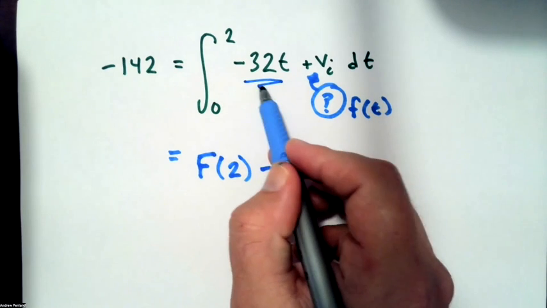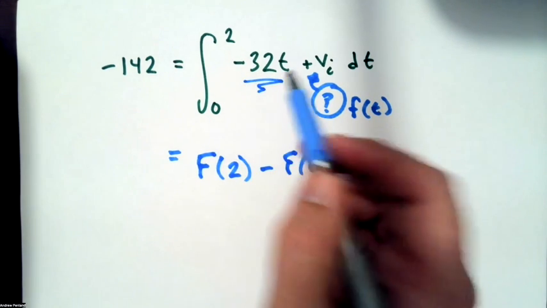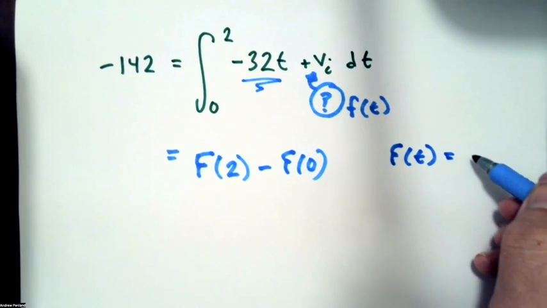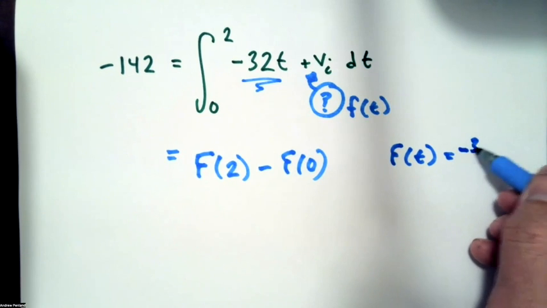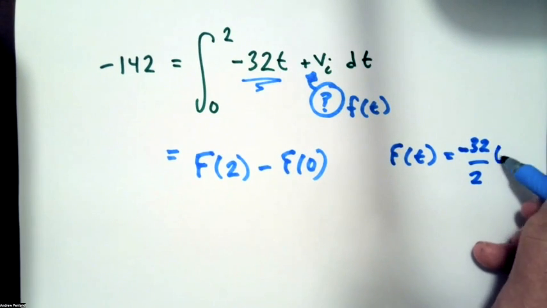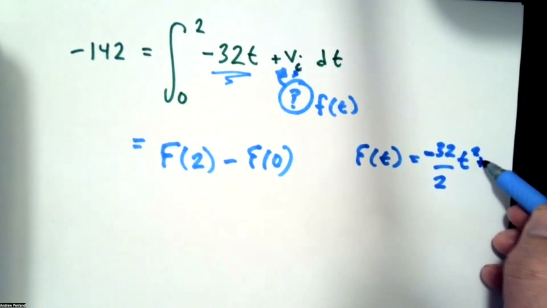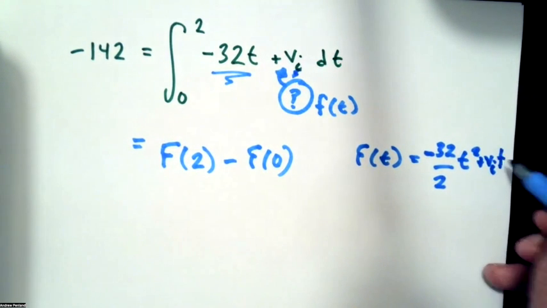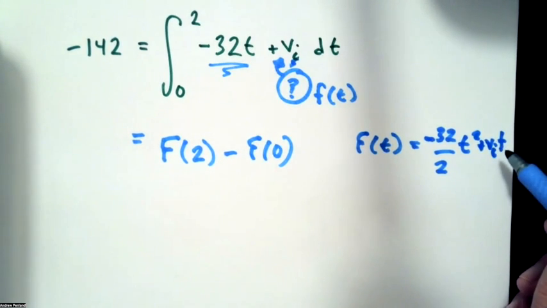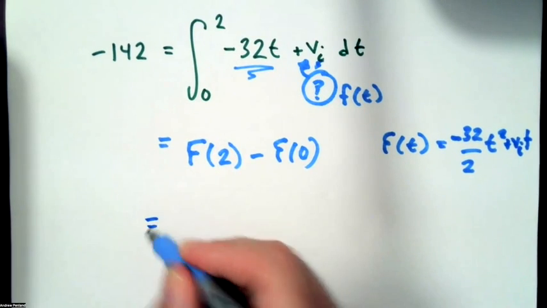I can apply the power rule here. For negative 32t, an antiderivative would be negative 32 over 2 times t squared by the power rule. And then this v sub i is just a constant. It's a number. I don't know what it is, but it's just a number. I'm going to have v sub i times t. So I can actually take that and plug in the 2 and the 0.